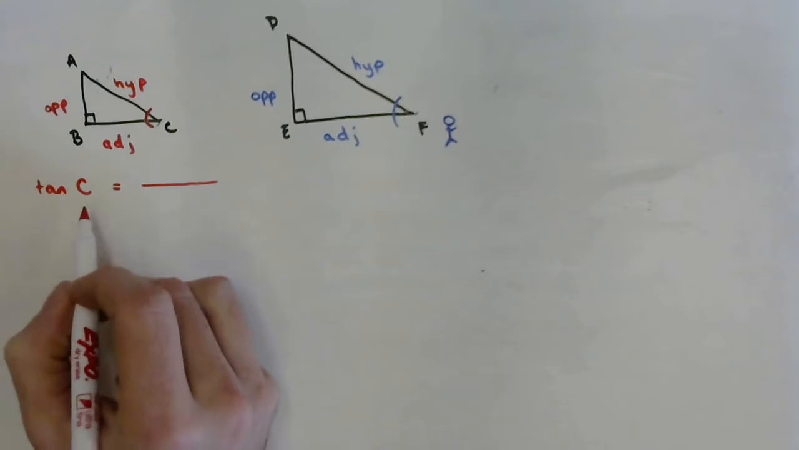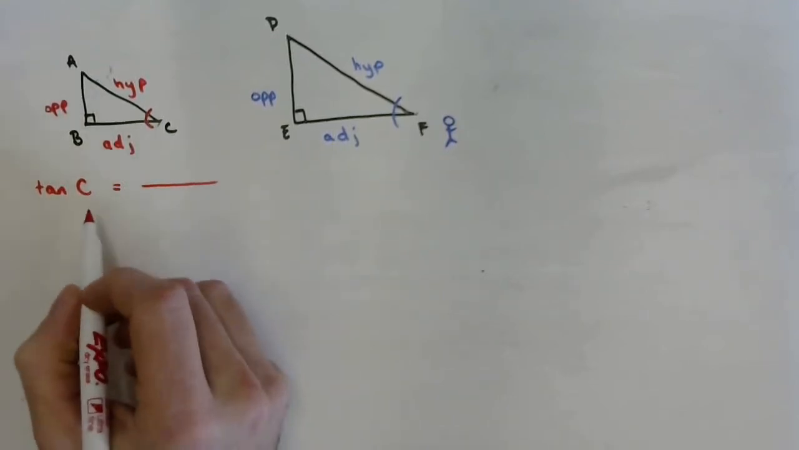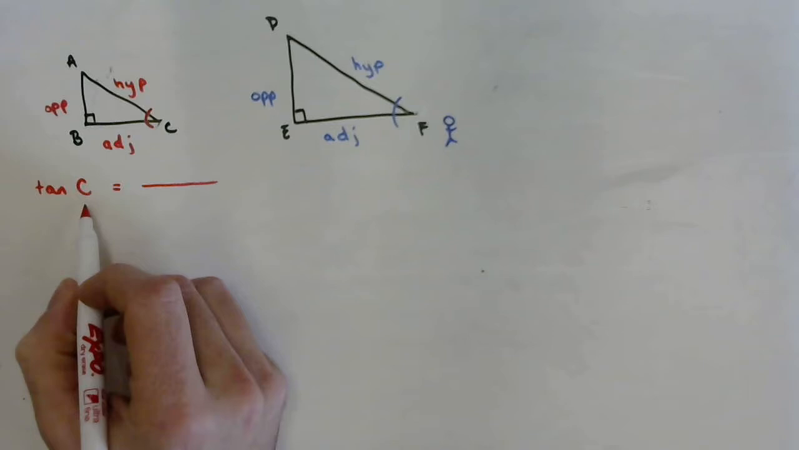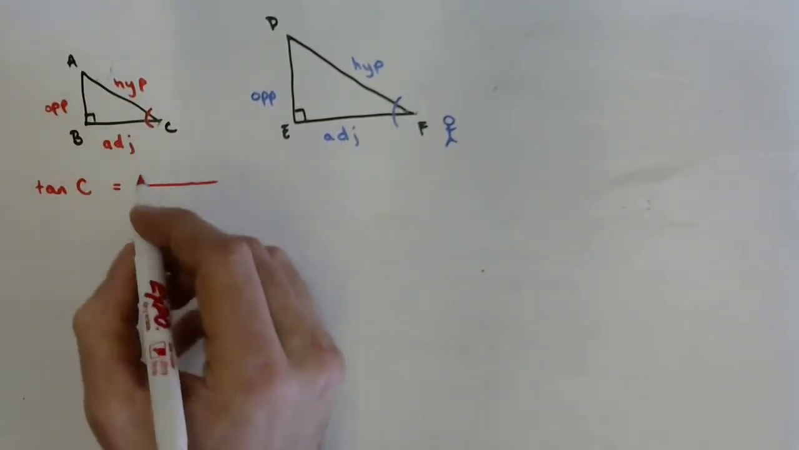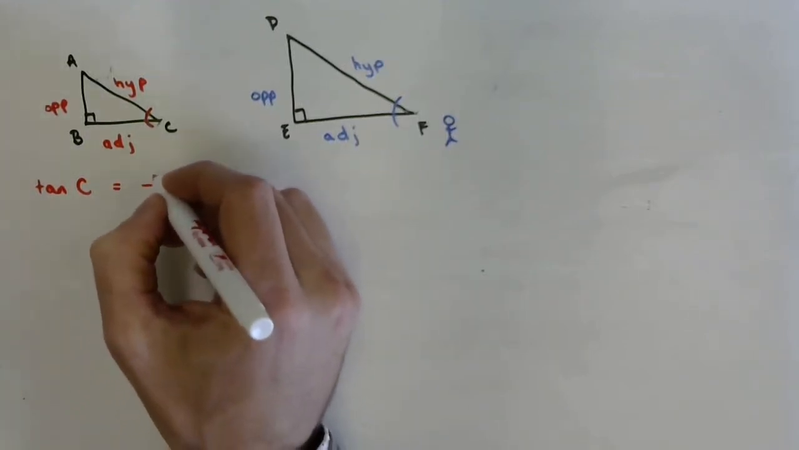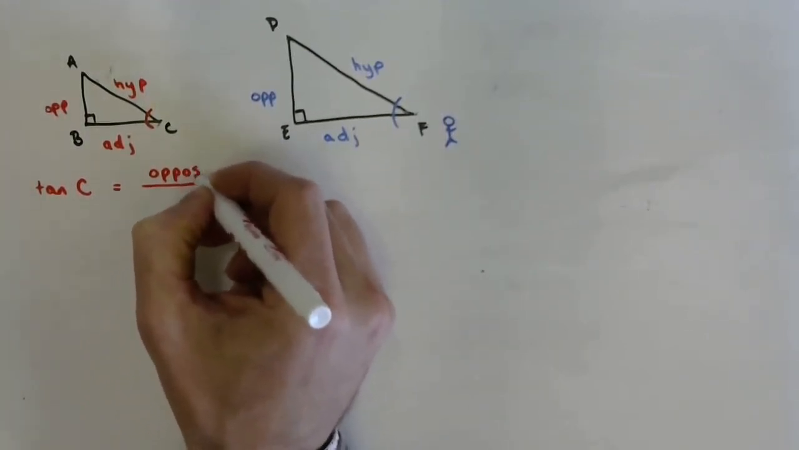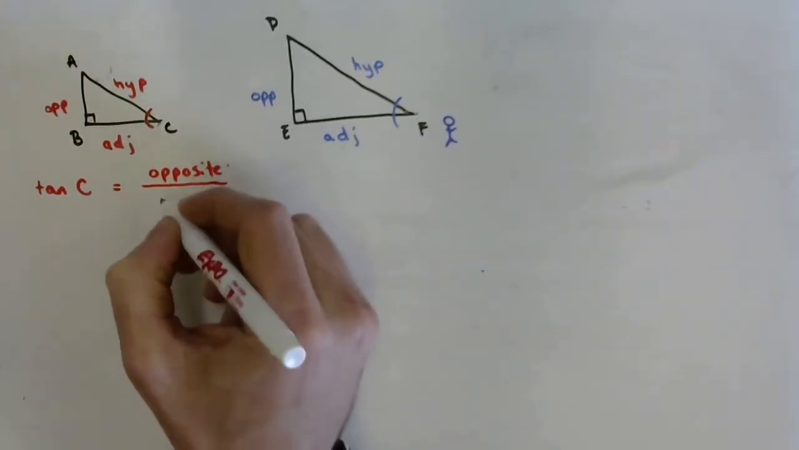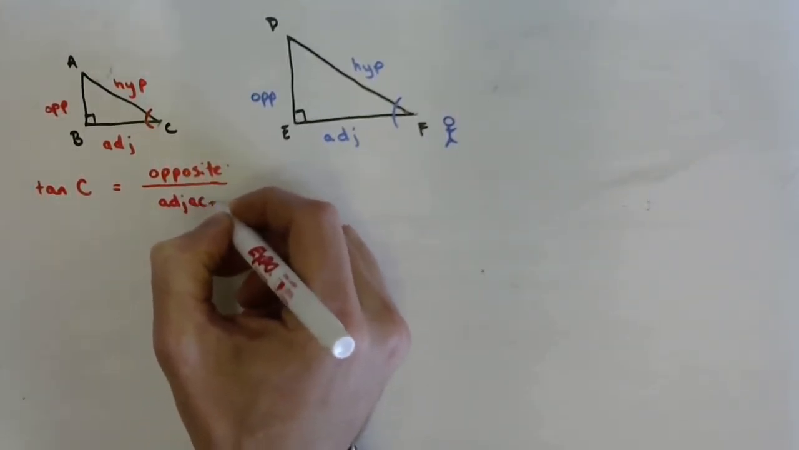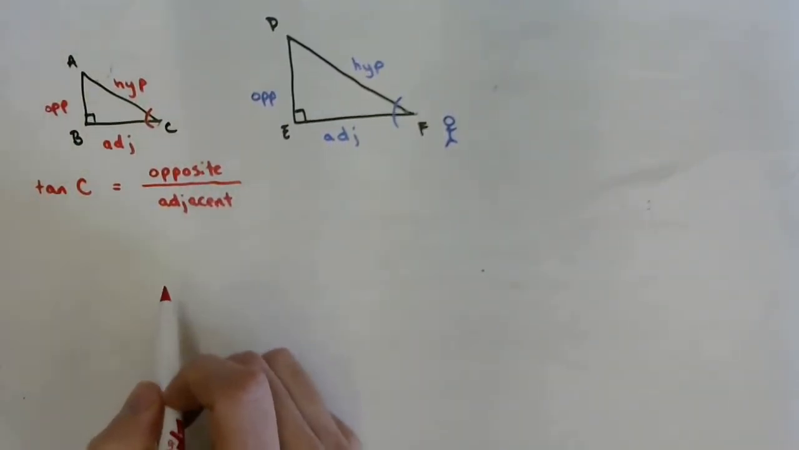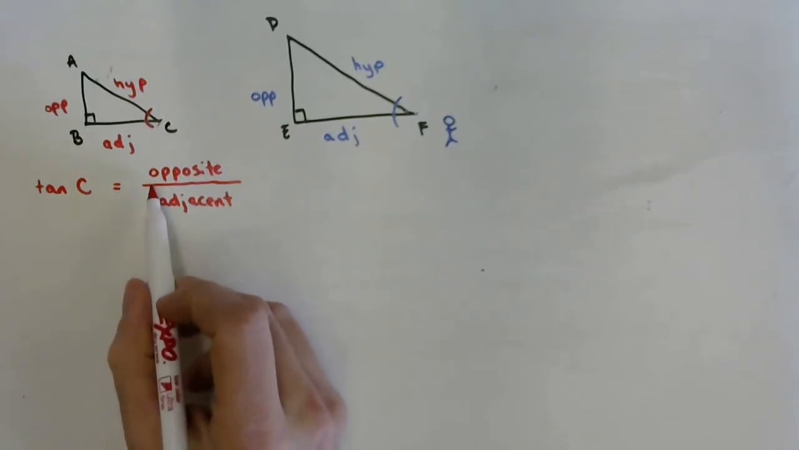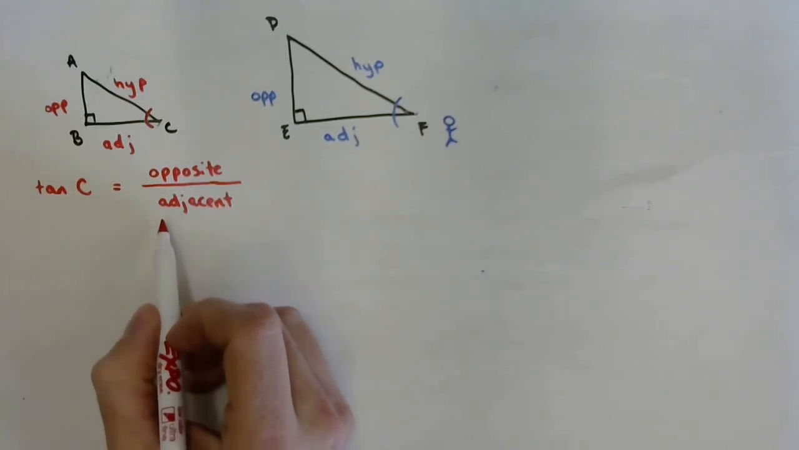So the tangent is a ratio. And because it's the tangent of C, I have to use the side lengths from the perspective of C. The tangent is always the relationship between the opposite side length and the adjacent side length. Always. It's never going to involve the hypotenuse. It's never going to be A over O. It's never going to have H in it. It's always going to be O over A. Okay? And I'll show you a little cheat to help you remember it in a little bit.